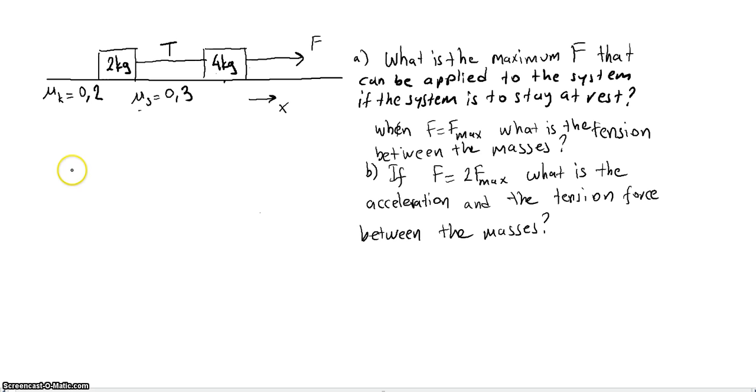So for this first part, let's imagine that we have these two blocks as one system, because the coefficient of friction between the blocks and the ground is the same for both blocks. And we know that the force of friction is proportional to the normal contact force between the surfaces and also the coefficient of friction.